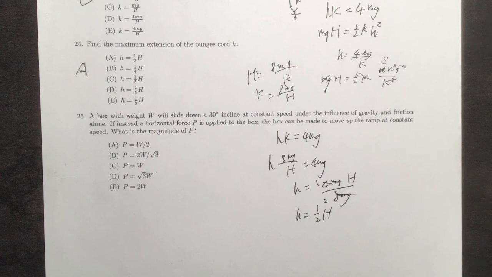So question number 25. A box with weight W will slide down a 30-degree incline at a constant speed under the influence of gravity and friction alone. If instead a horizontal force P is applied, the box can be made to move up the ramp at a constant speed. What is the magnitude of P?